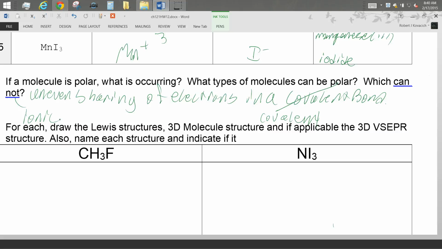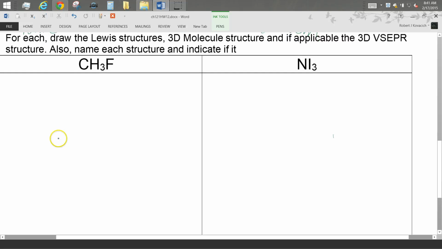What's the definition for polar? Uneven sharing, so why can the ionic ones not? They don't share, so they can't have uneven sharing if there's no sharing. So since there's a full-on transfer of the electrons, I can't have an ionic bond having a polar bond. All right, so let's do the structure.